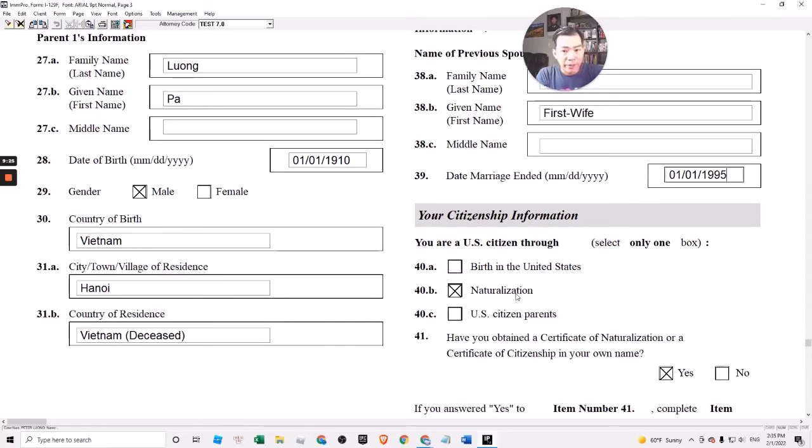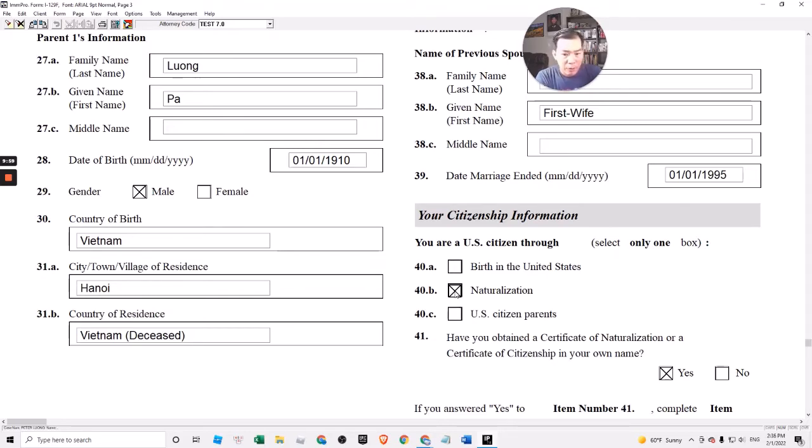About your citizenship, you were born here, or you naturalized here, or you became a U.S. citizen through your parents. What does that mean? It means you came here with your parents, and your parent became a US citizen when you were under 18 years old, so you automatically became a US citizen. You don't have to naturalize. You don't have to take a test. So that means through a US citizen parent.